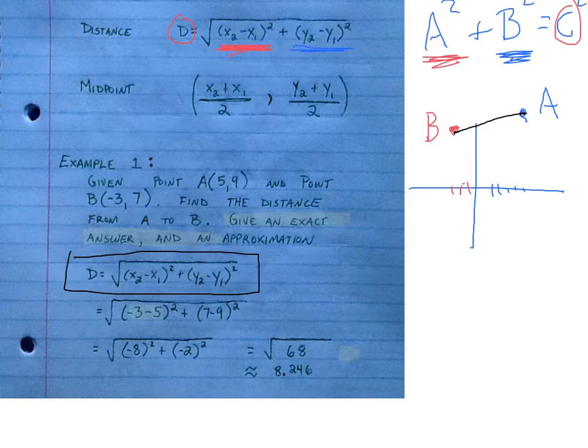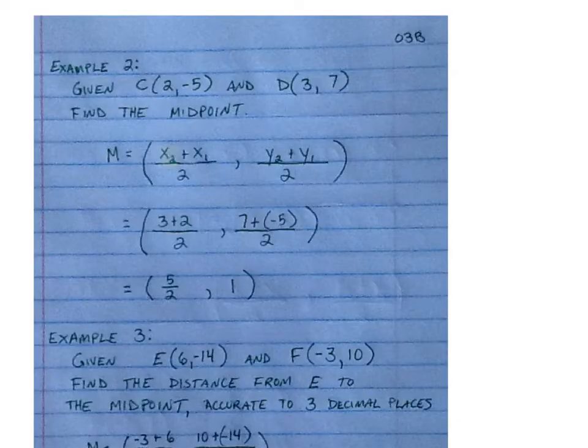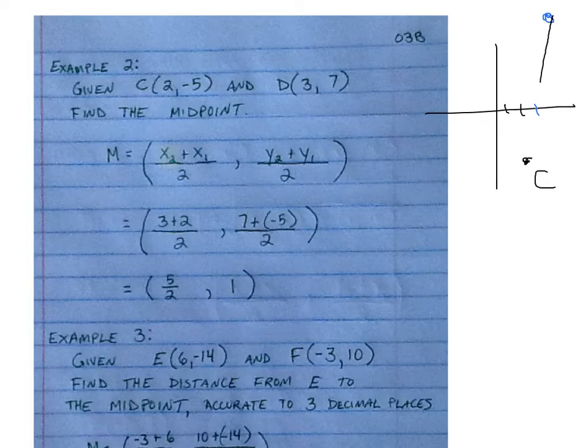Let's look at example 2. Example 2 asks us to find a midpoint, and we're given point C at 2, -5, so somewhere down here is point C, and then point D is at 3, 7, so this would be somewhere up here. And we want to know the midpoint from C to D. So where exactly is that red midpoint located?